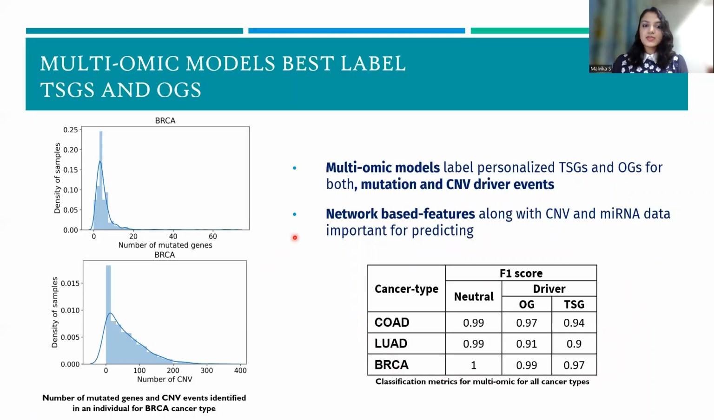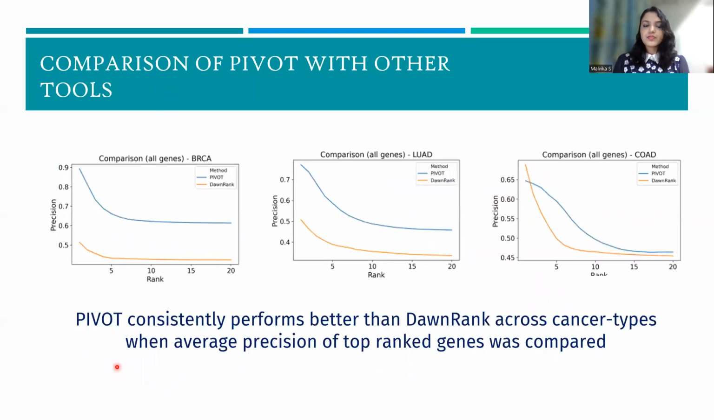We then looked at the number of genes that are identified in a given sample, and we find that around 4 to 5 genes are mutated for a given individual, which correlates with published data. The number of driver events, such as CNV, which were identified per individual, was far larger. We compared Pivot with other personalized driver gene identification tools, such as TransMed, and find that Pivot consistently performs better.